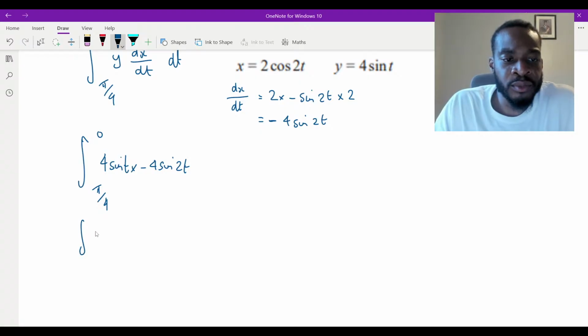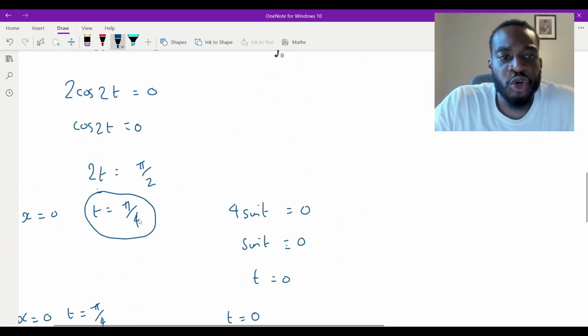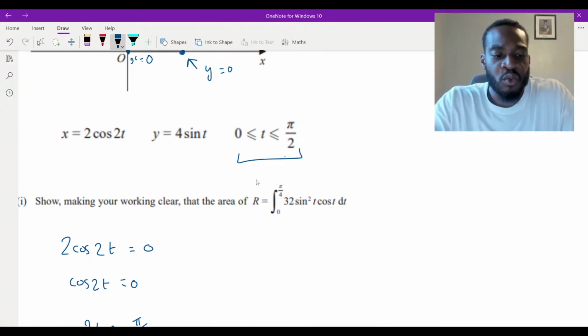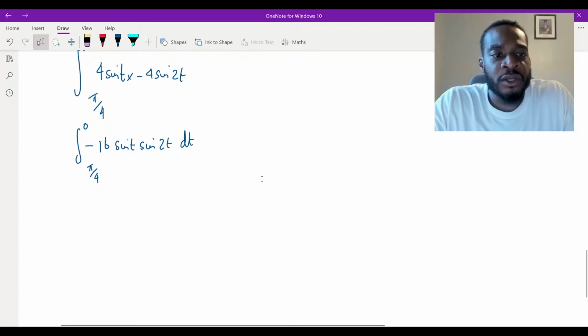We've got minus 16 sine t, sine 2t, like that, dt, and that's going to be pi over 4 and then 0. Now, remember, what we're trying to do is show that we have this here, like that. So, what is the difference between that and that?